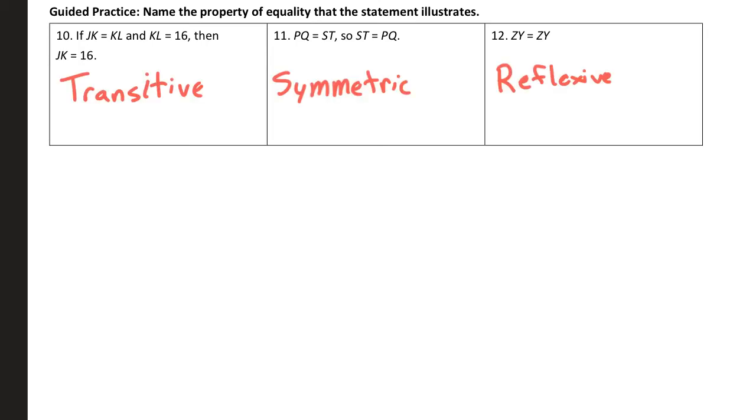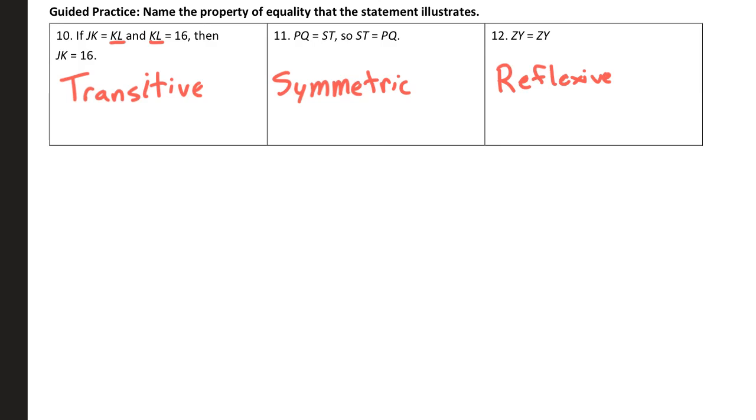Okay, so the reflection of these 3 properties. It says if JK equals KL and KL equals 16, that means JK is 16. So that is an example of the transitive property. It takes 2 things that seem different and says they're both equal to KL, so they're equal to each other. So that's the transitive property. For 11, writing an equation forwards and backwards shows the symmetry of equations. That is the symmetric property. And then finally, ZY is equal to itself. That is the reflexive property.